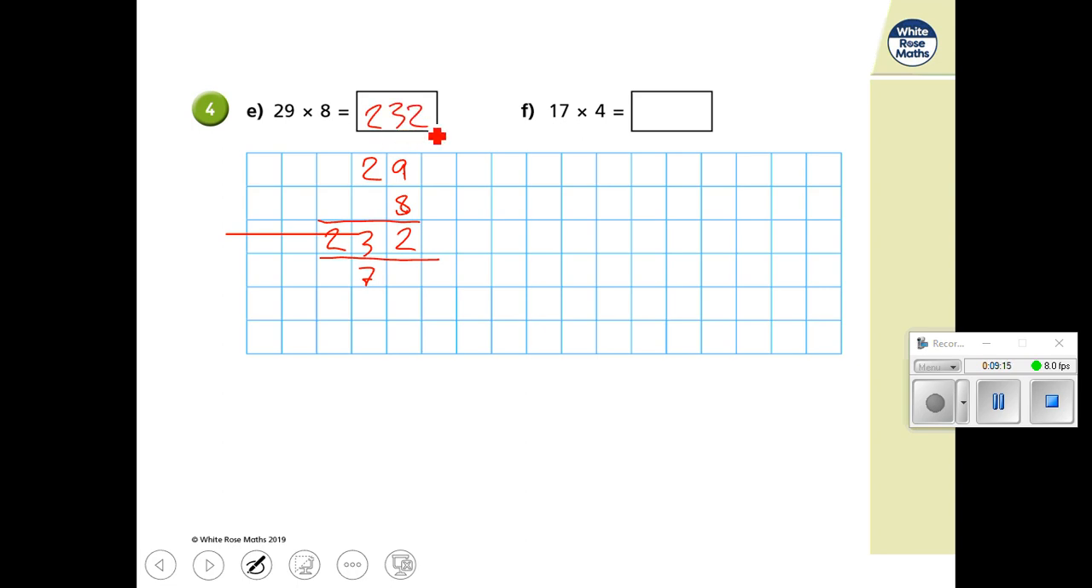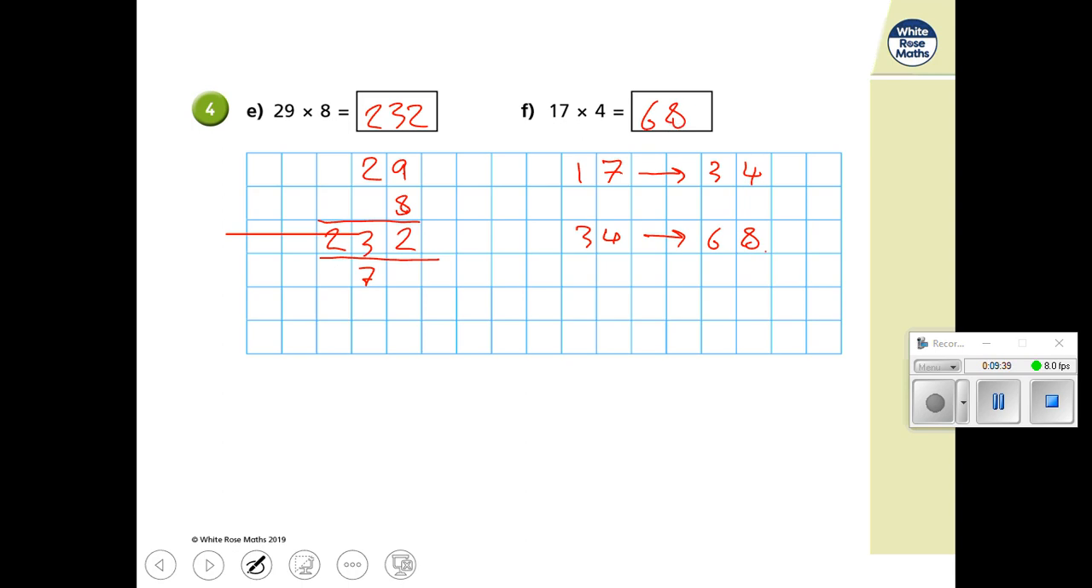And then 17 times 4. Well, actually, here's a method. I know that when we multiply by 4, we're doubling and doubling again. So if we double 17, we get to 34. And if we double 34, we get to 68. So therefore, that's going to be my method for multiplying by 4.